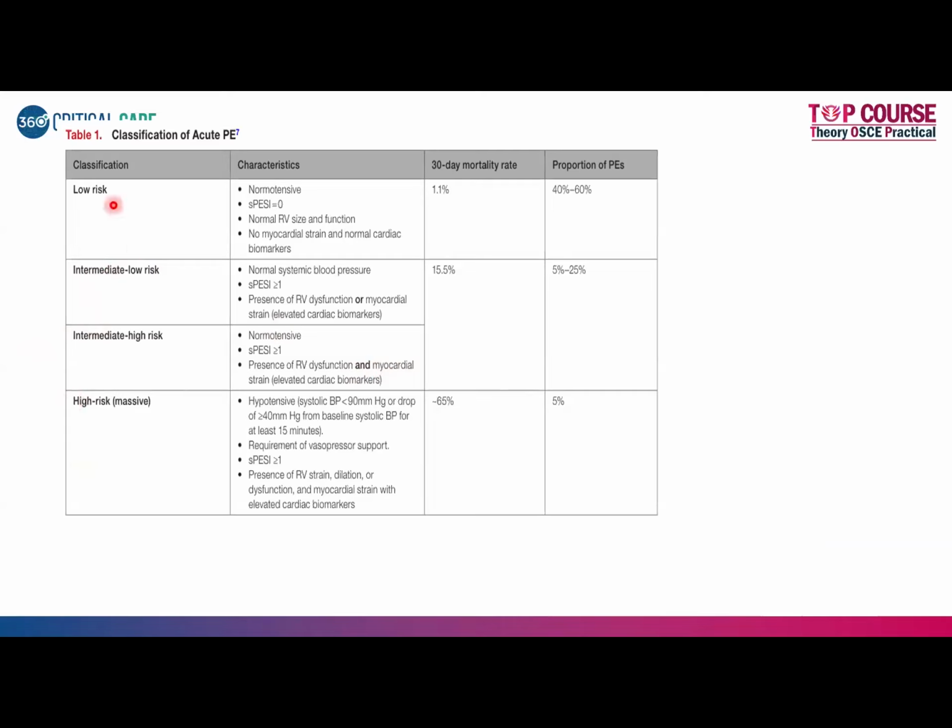So the low risk patient is normotensive. The simplified PESI score is equal to 0. What are these scoring systems? We will read in the subsequent slides.